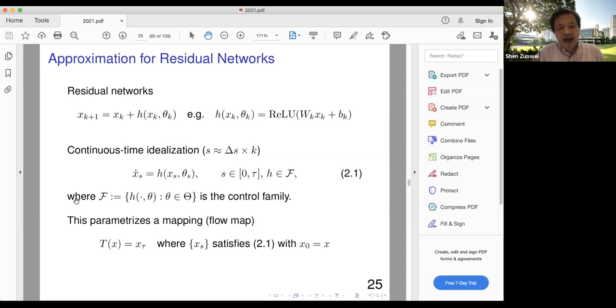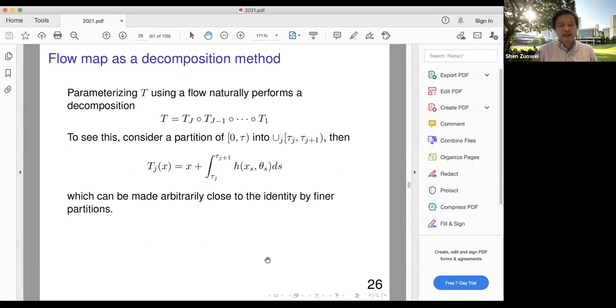So how do we do that? Basically, this dynamic system produces a map T. What is T? If you start with x(0) equal to x, then x(tau) is your T(x). Then it is a flow map. The parameter of the map is your T. That's the key here. Then everything falls in naturally.